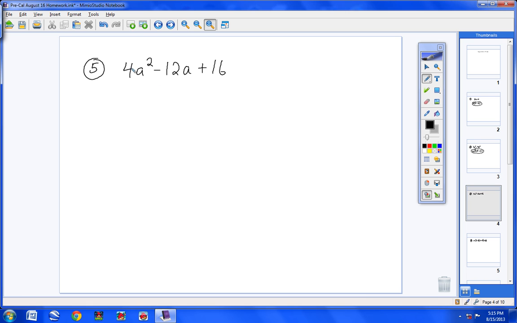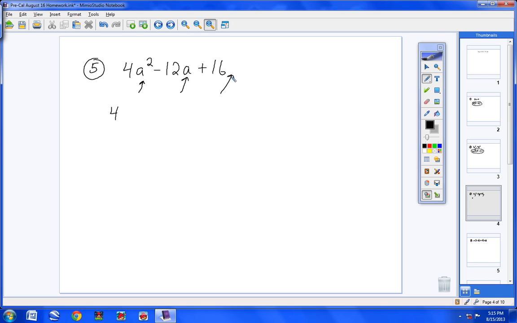Let's take a look at number 5. All right. Now we're going to factor out the common factor. I notice I have coefficients of 4, 12, and 16. What's the biggest number that goes into 4, 12, and 16? Well, 4. Now, this term has an a. It actually has 2. This term has an a, has 1. There's a little 1 here if you want to put it there. It's up to you. This term does not have an a.